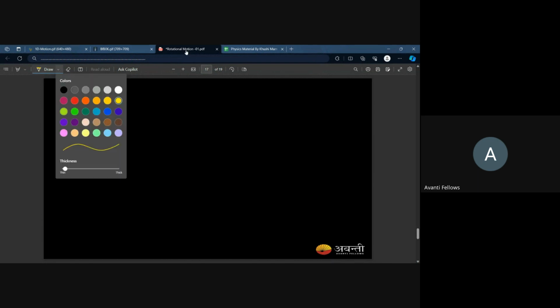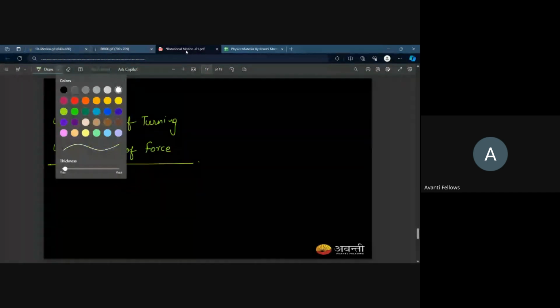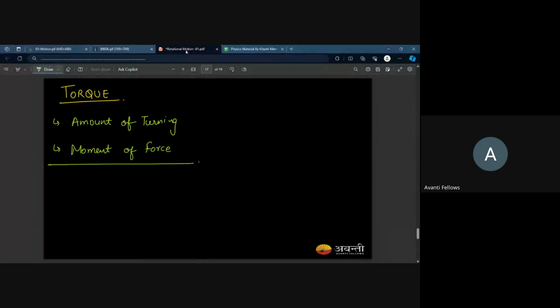Very nice. Good. So I want to introduce torque to you guys. Torque is a replica of force. In physics, we call it the amount of turning, or we can call it moment of force. Rotation is all about how much we rotate that body. What is the degree of rotation? How much amount of turning is there? That is something related to torque.